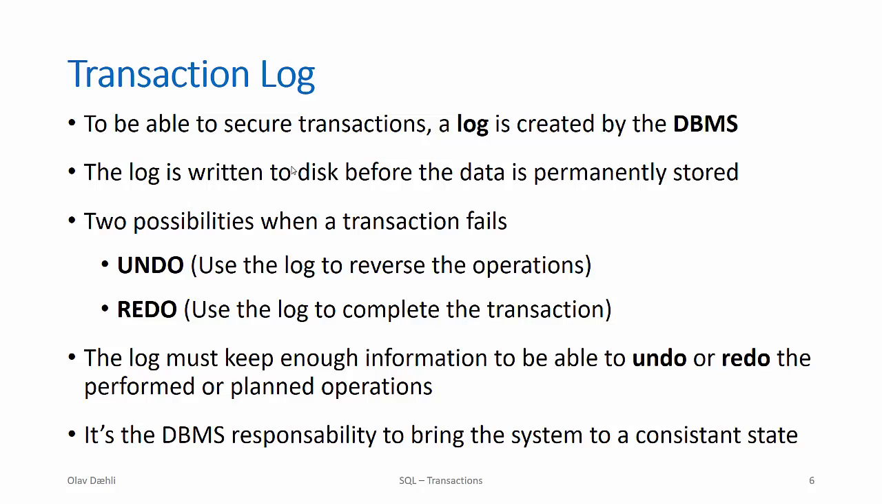And to be able to secure transactions and bring it to a consistent state if something goes wrong, a log is created by the database management system. And the log is written to disk before the data is permanently stored. And then it can be used to either undo operations or redo operations. By reversing the operations, it will bring the system back to where it was before the transactions started. And by redoing it, it uses the log to run all the instructions that need to be run to bring the system to the new consistent state where it was meant to be. To do this, the log must keep enough information to be able to undo or redo the performed or planned operations. And that is the DBMS's responsibility. So as programmers, we only have to specify where the transaction begins and where it ends.